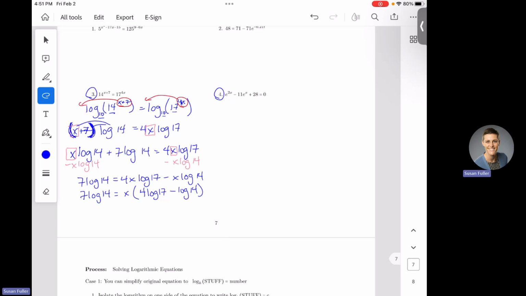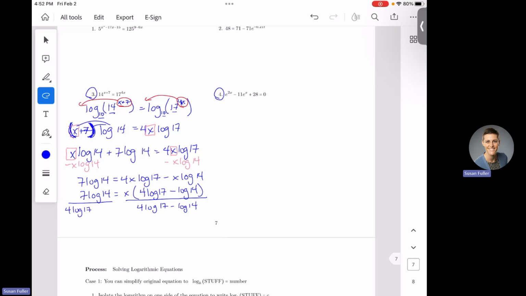And since I'm trying to get x by itself, notice everything in parentheses is just a number. 4 times log of 17, that's a number you could put in your calculator. Log of 14, that's just a number. When I subtract two numbers, I get a number. This is a number times x. So how do we get x by itself? We divide both sides by that number. We divided that side, we've got to divide this side as well.